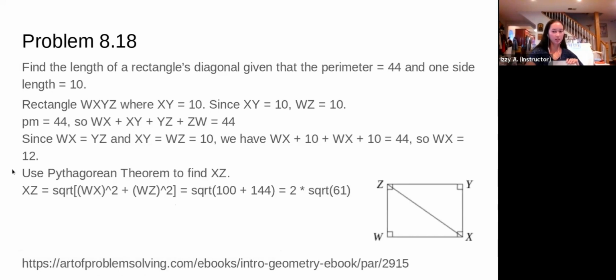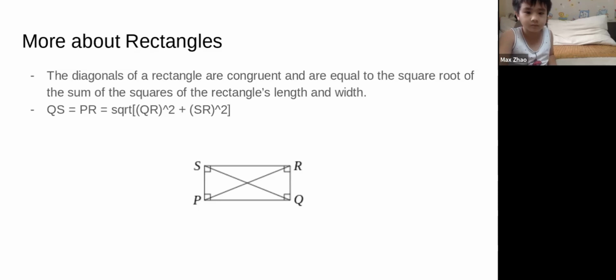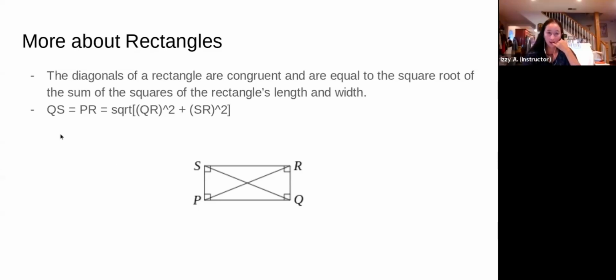So let's see, rectangle. Okay, so this is more about rectangles. The diagonals of a rectangle are congruent and are equal to the square root of the sum of the squares of the rectangle's length and width. So that was a lot. I would say that's quite a few words, but examples always help.